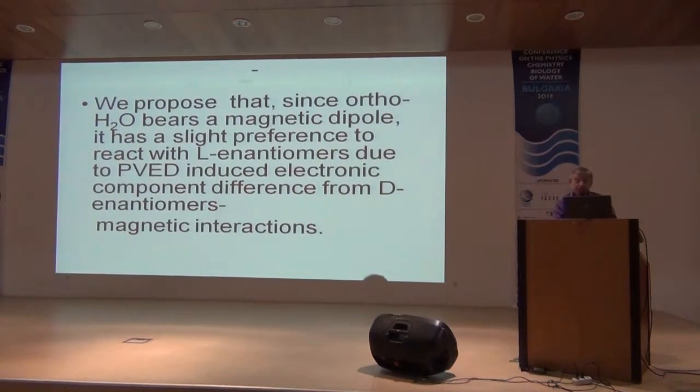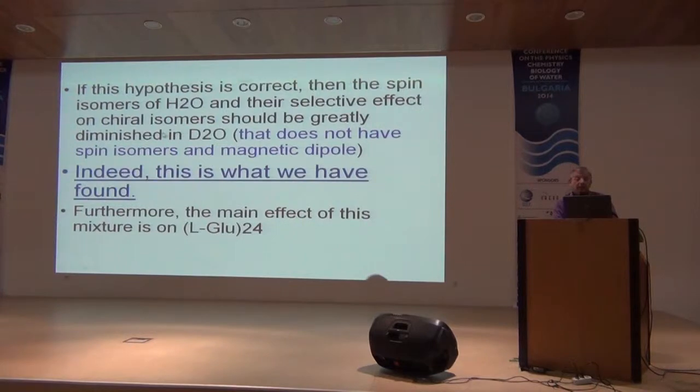Now, if that was the case, then the selective effect of the spin isomers of H2O would be greatly diminished in D2O. D2O doesn't have spin isomers, and then it doesn't have a magnetic dipole. It has to do with the nucleus: only nuclei with an odd number of constituents have a spin, and deuterium doesn't have spin. And that's what we found. Indeed, that's what we found. That gives us some assurance of this explanation. The main effect is on L, the one that bears a tiny magnetic dipole. D is indifferent to the magnetic dipole of water.